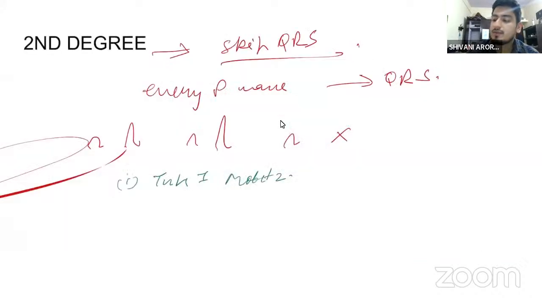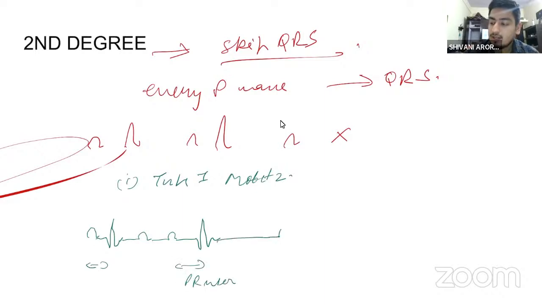First is type 1, Mobitz type 1 block. What happens in this Mobitz type 1 block is there is a P wave, PR interval, QRST, and again a P wave. This time the QRS complex occurs somewhat late. So there is progressive prolongation of this PR interval, and then there is a skip QRS. So in this, there is progressive PR prolongation followed by a skip QRS.